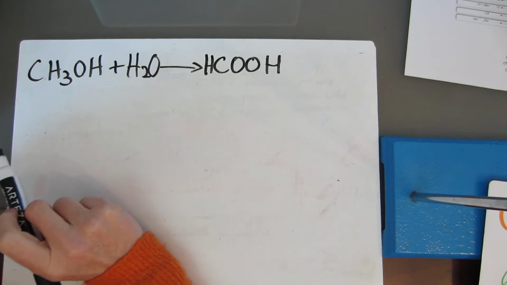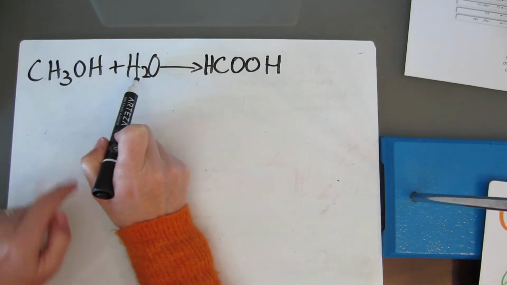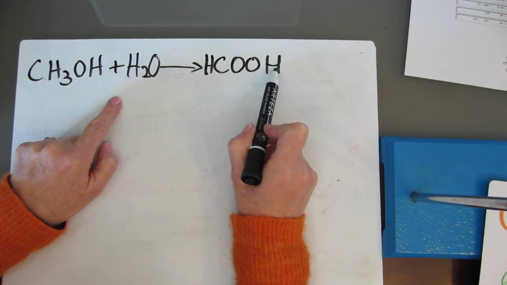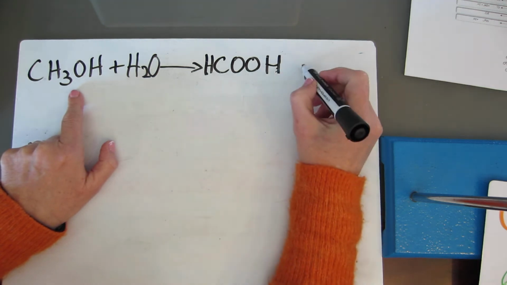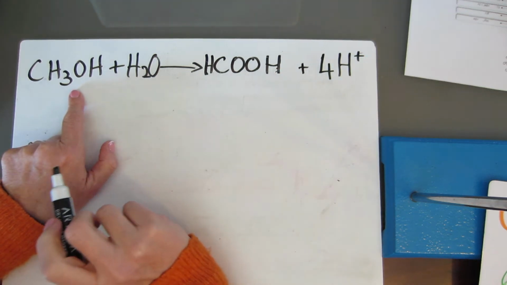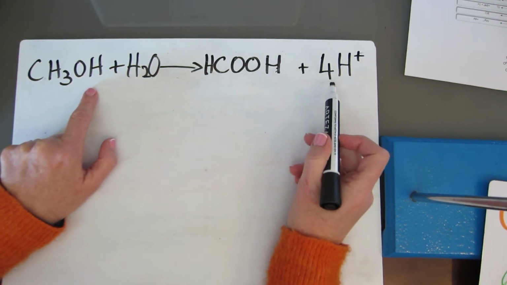Now we balance for hydrogens. Let's count them up. 3, 4, 5, 6 hydrogens here. 2 hydrogens only on this side. So 6, I need to add 4 H+ ions because hydrogens are always balanced with H+ ions.